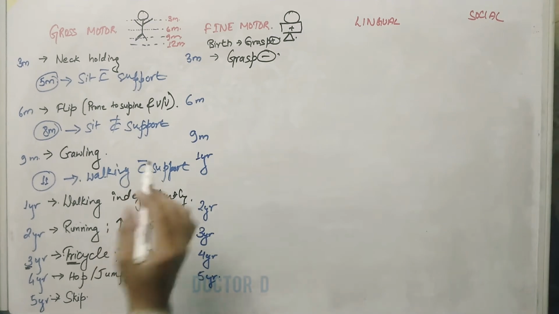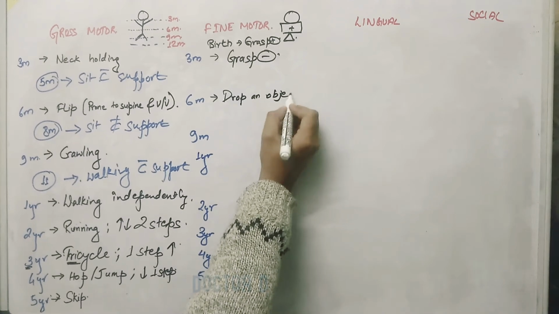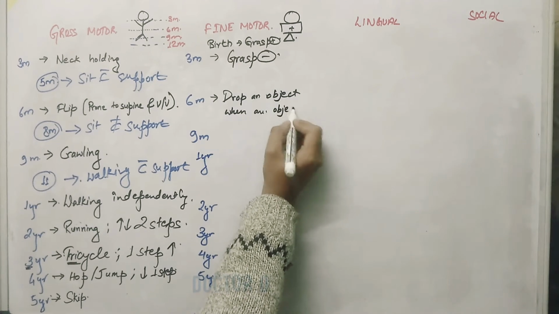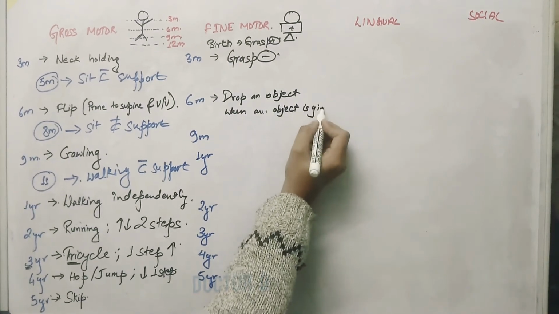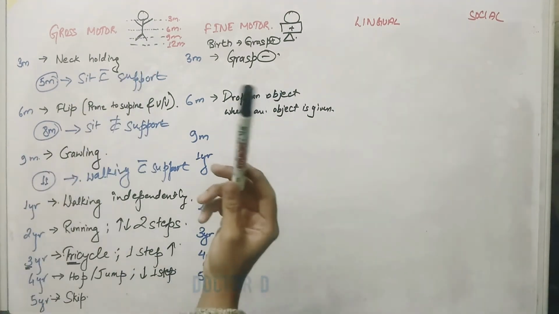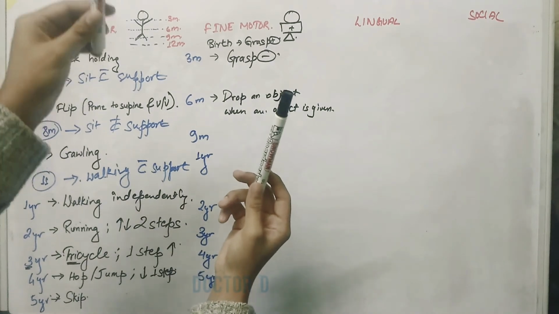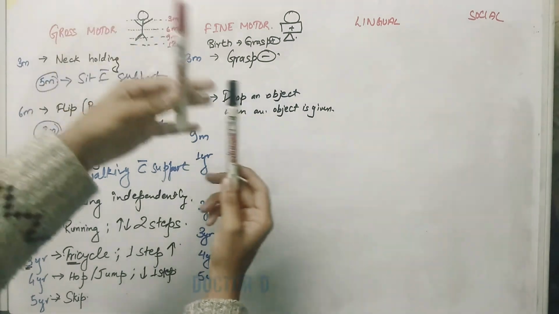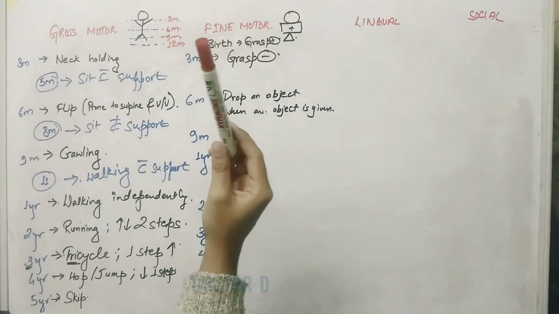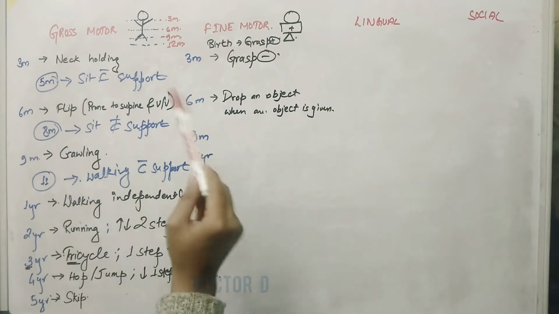Then at 6 months, let me write it down first: dropping an object when another object is given. Say I have 2 markers here, this marker in my hand and this marker I like. If I am a 6-month-old child and I like this red marker more, then I will drop this black marker and take this. So this ability develops at around 6 months of child development.